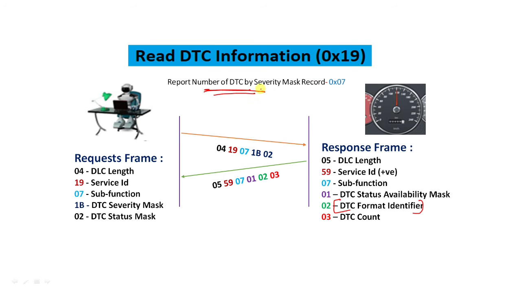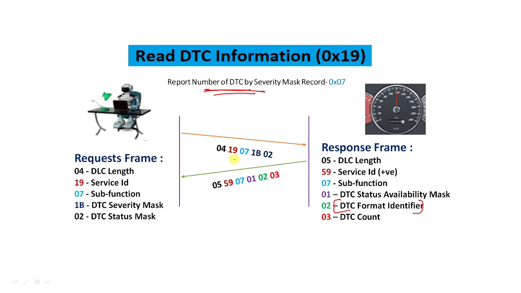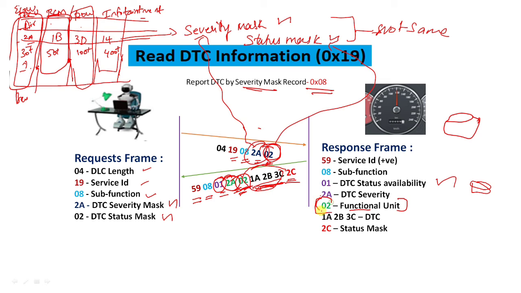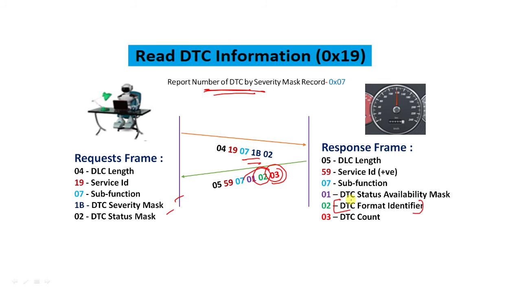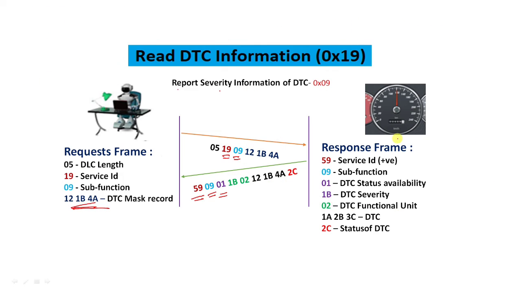All right, so, and coming back to this, number of DTCs by severity mask. So now you don't want to see what the DTCs are, you want to see only the number of active DTCs present inside this ECU. So what you can do is you can just request with this particular stuff, then you'll get the number. This number has been stored in the format identifier. That's it. All right, so don't confuse it with the same number. Here it is a functional unit, so don't confuse with this. All right, it is just randomly we made this. That's it.